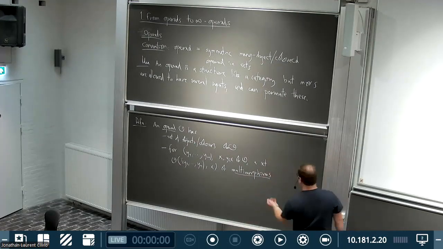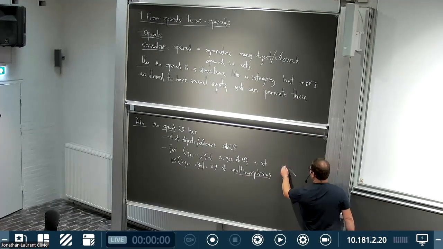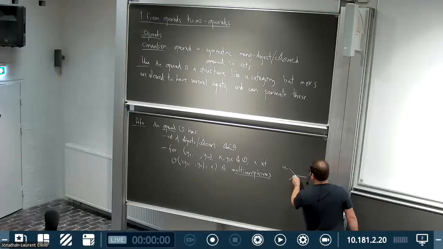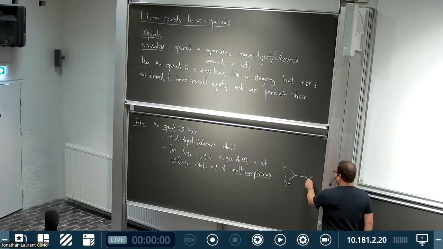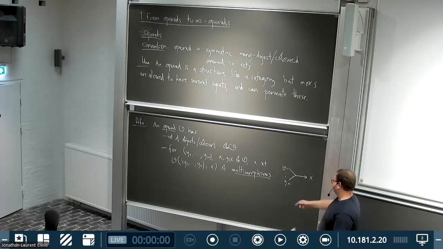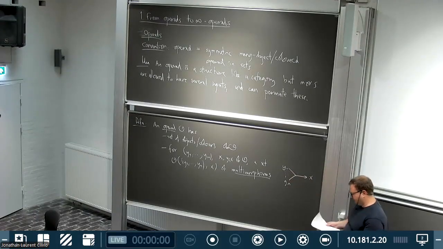If you think of this as a picture, we have an operation that takes in this list of n things and outputs a single one. And here n is allowed to be 0, so it could have no inputs as well.